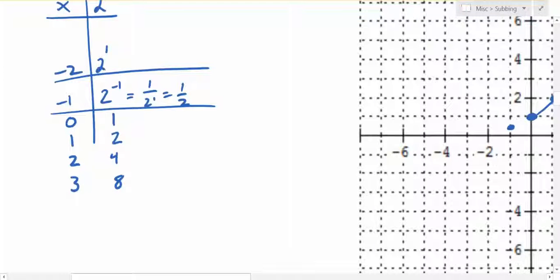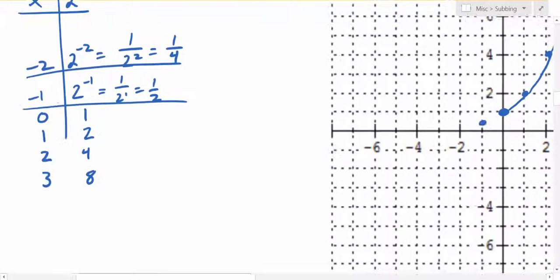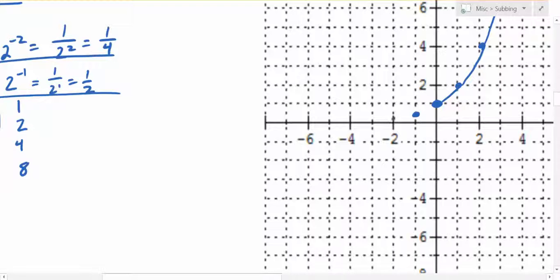It's 2 to the -2. And what is that? That's 1 over 2 squared, so that's 1 over 4. So does it get closer and closer to the x-axis? Yeah, it does.